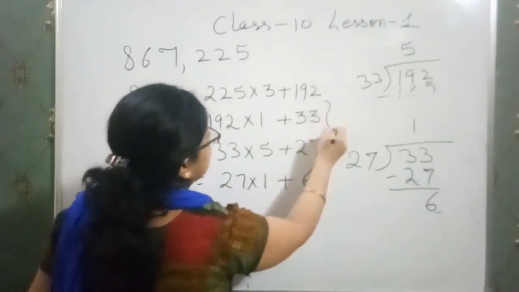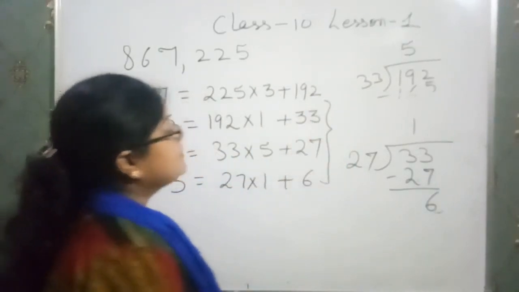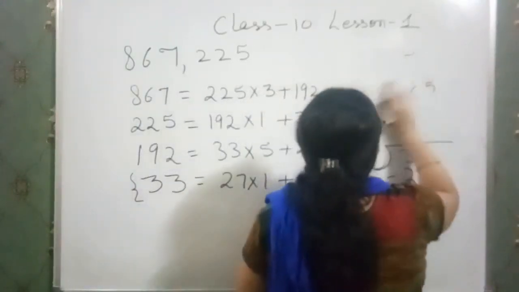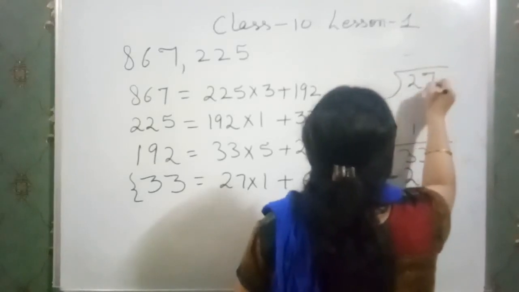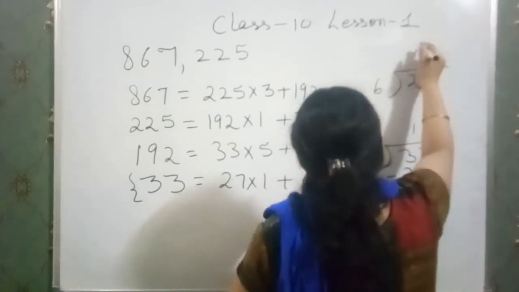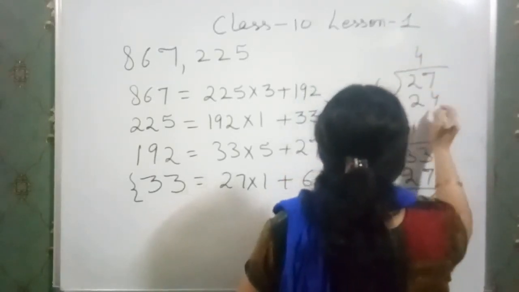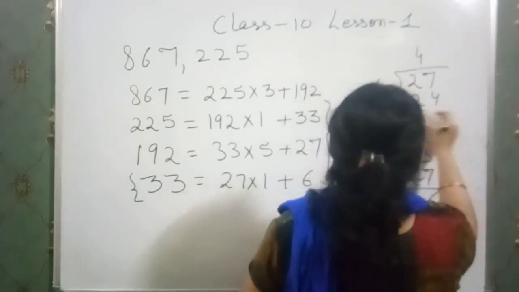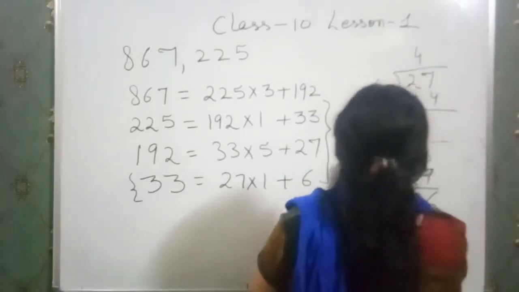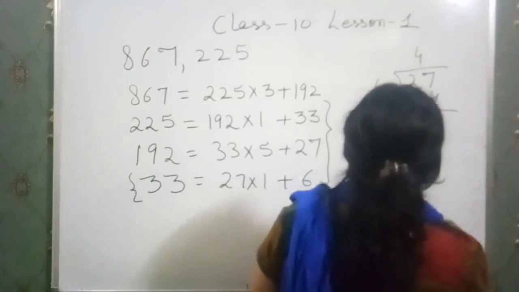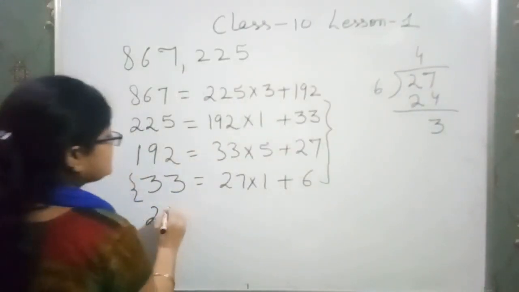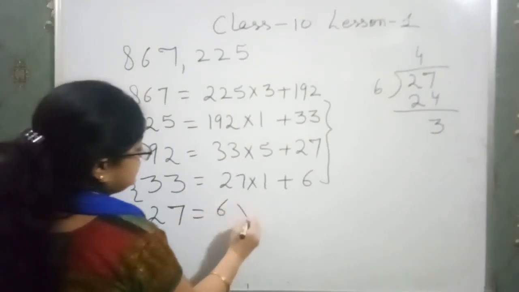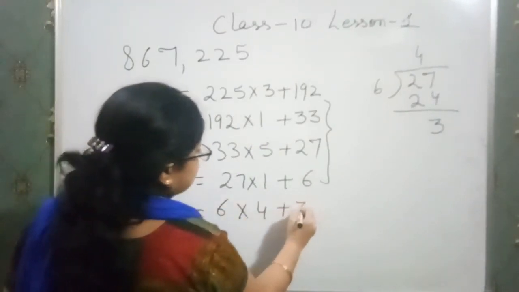These are all remainders. Clear? Now again make the 27 in the bracket and 6 here. That means 6 4s are 24. So we have 3 over here. So we have 27 is equal to 6 into 4 plus 3.